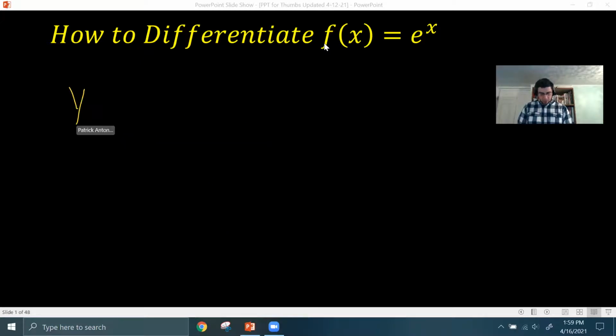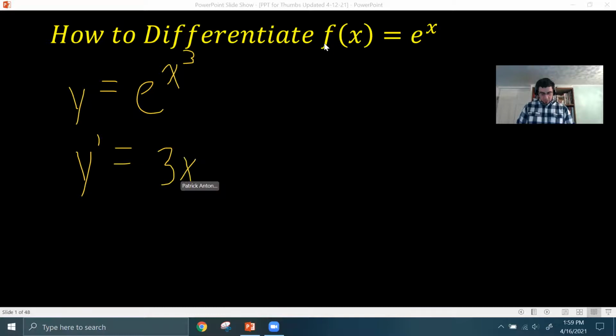How about this one? If you had y equals e to the x cubed. Don't let that scare you. The u here is what? Right, x cubed. So u prime is going to be 3x squared. So the derivative is going to be u prime, 3x squared, e to the u, e to the x cubed. And that's it. Pretty straightforward.